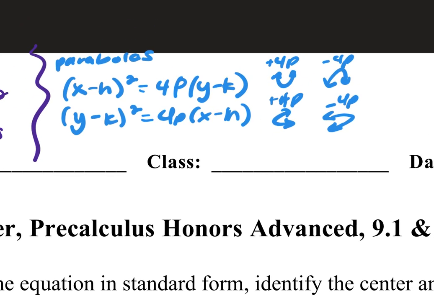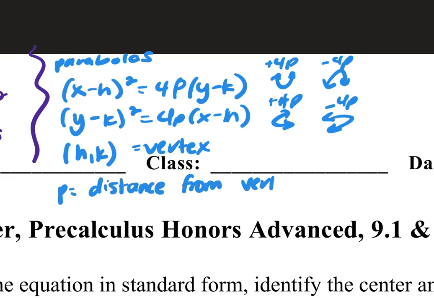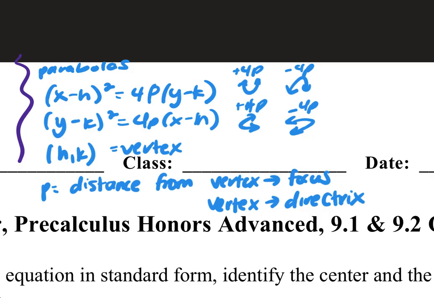In the parabolas, h, k is your vertex. And p is the distance from the vertex to the focus, which is a coordinate point, and from the vertex to the directrix, which is a line. So if it asks for the vertex, you'll give it in coordinate point form. The focus, you'll give in coordinate point form. And the directrix, you'll give in equation form, like x equals or y equals.